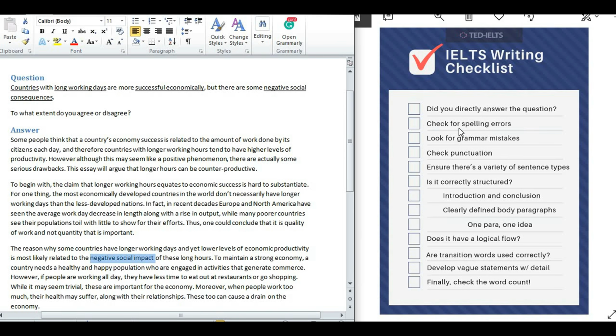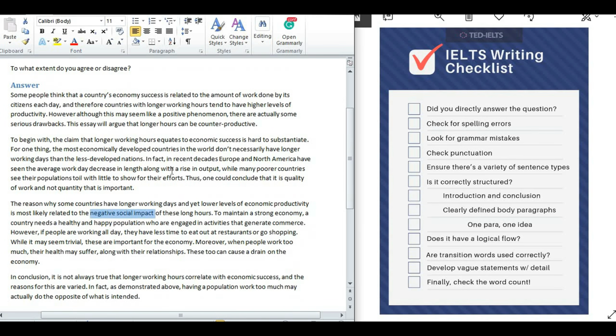Number 2, check for spelling errors. Well, if we look through here, we can see this is Microsoft Word. There are no underlined words which would indicate that we have made a spelling error. If we did, it might look like this. We can see the red line, positive. So we look at this and we think, I need to insert an I. Of course, in the IELTS exam, you don't have Microsoft Word spell check, so you shouldn't rely on it too much, but you should still look through and find any spelling errors that you have made.